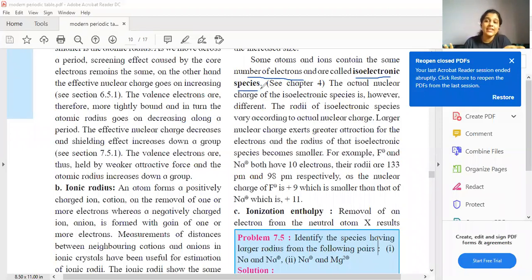But an ion and some atom can have the same number of electrons. See, what are ions? Either you add electrons or you remove electrons, right? You are changing the electron number. So it is possible that when you form a cation or an anion, the electron number will match some other atom in the periodic table. Okay, fine. Such pairs are called isoelectronic species. They have a special name called isoelectronic species. Okay. See, the actual nuclear charge of the isoelectronic species is, however, different. You can mark this statement if you want.